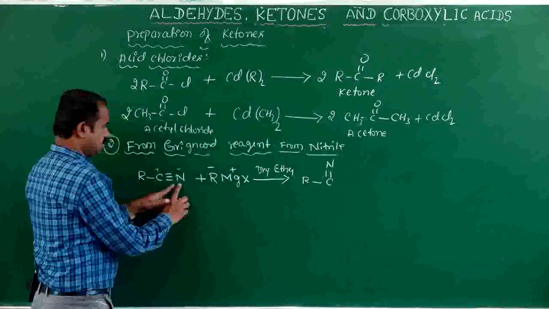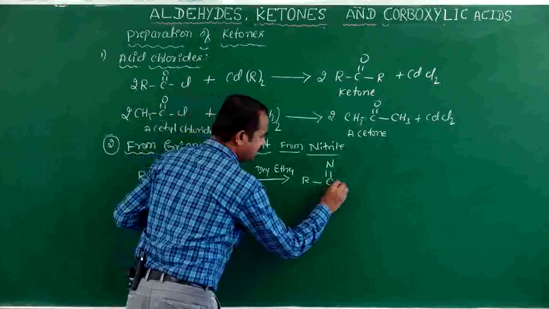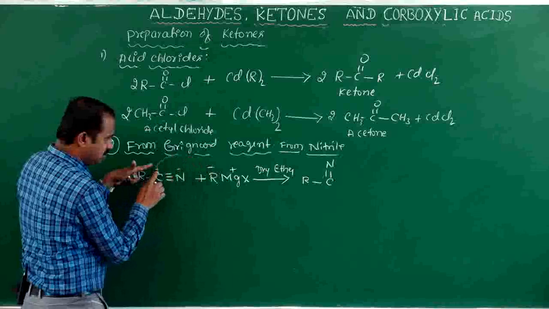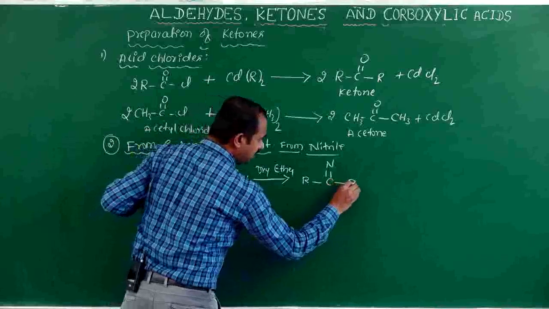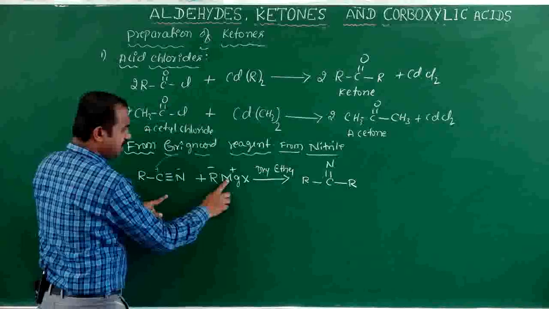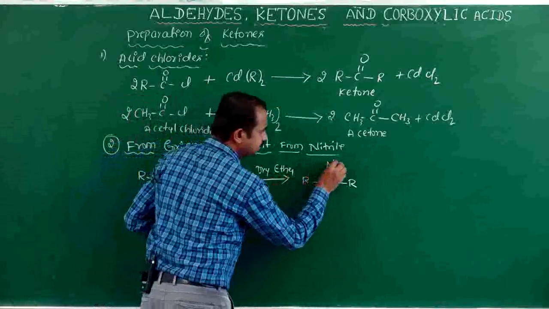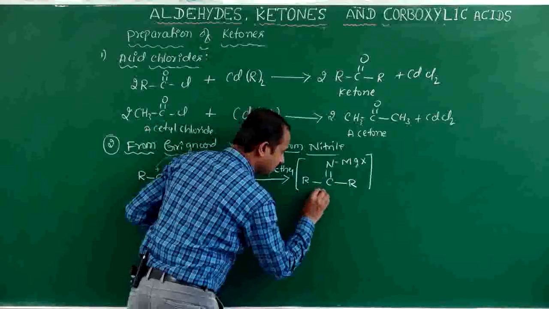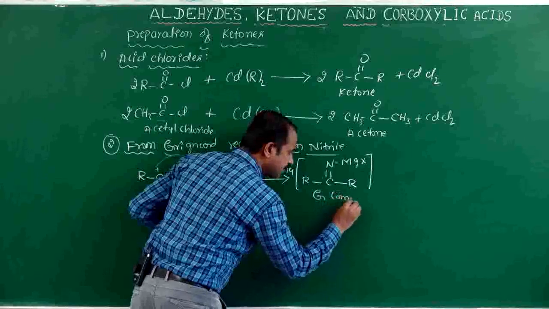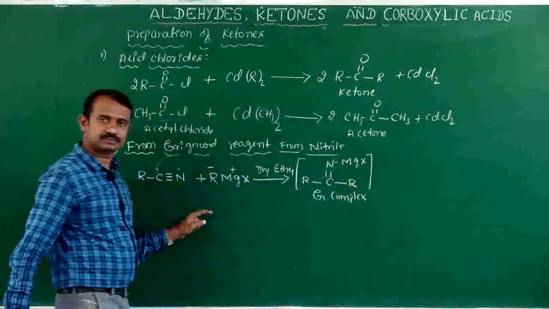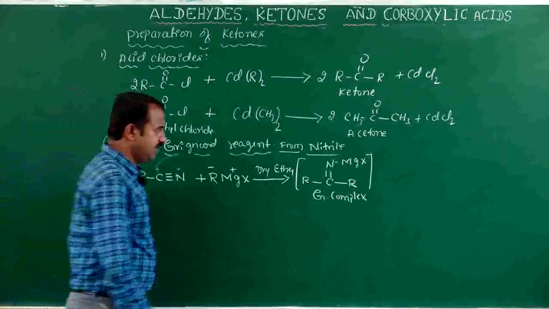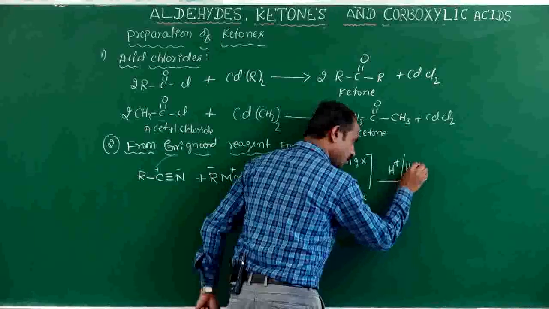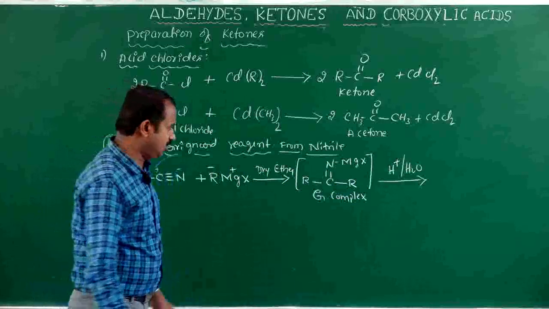Here the nucleophile is attached to the electrophile: R is attached to carbon, and MgX is attached to nitrogen. This is called the Grignard complex, which undergoes acid hydrolysis.